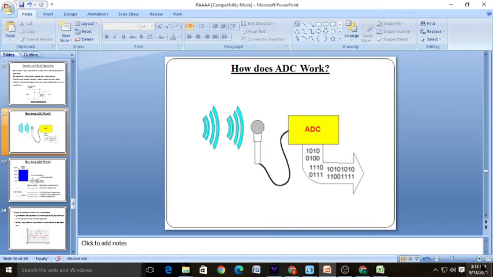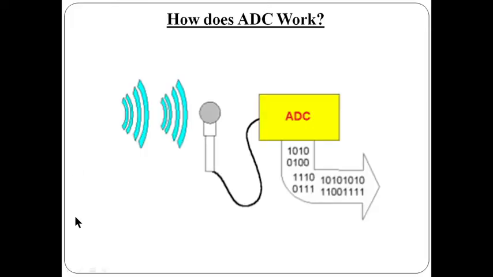So how does this analog to digital converter work? Here on your screen you can see that this analog signal, which is in the form of sound waves, is coming toward this mic or microphone, and this microphone converts this analog signal to a digital signal. Today we are going to study how your cell phone converts the sound waves into the digital signal.